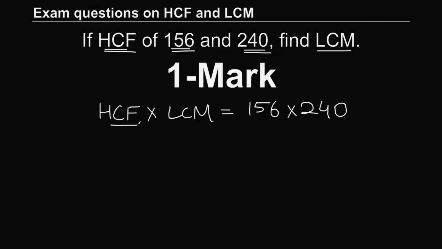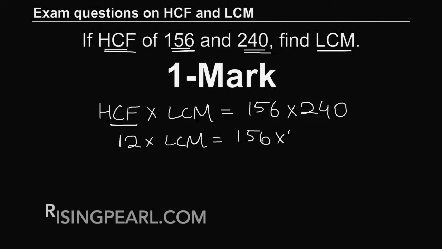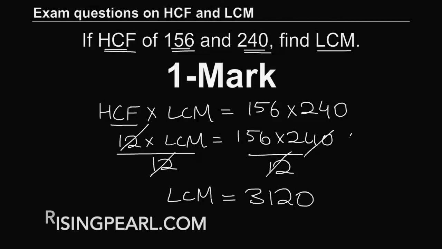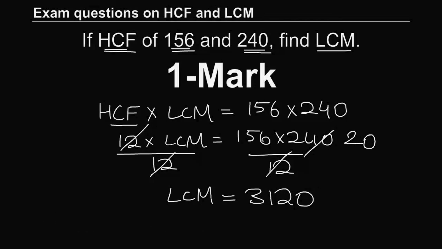Because the HCF is given, now again keep in mind, in the question we could have been given the LCM as well. One of the two will be given in this type of question. So here the HCF is given, which is 12, times LCM, and we just did this. So this will be 156 times 240. So we divide both sides by 12, and we get the LCM as 3120, right? This will cancel out by 20, and this will be 3120.